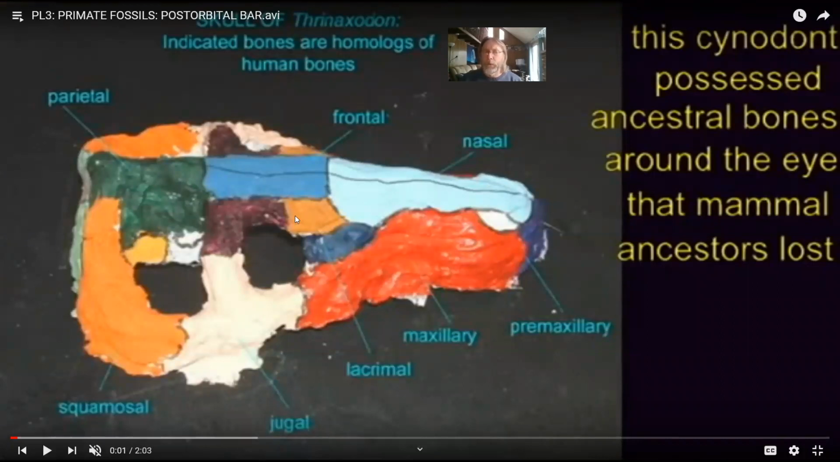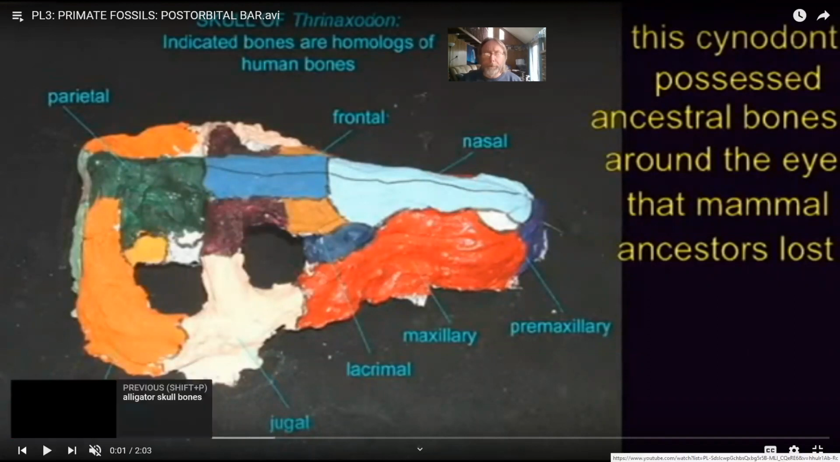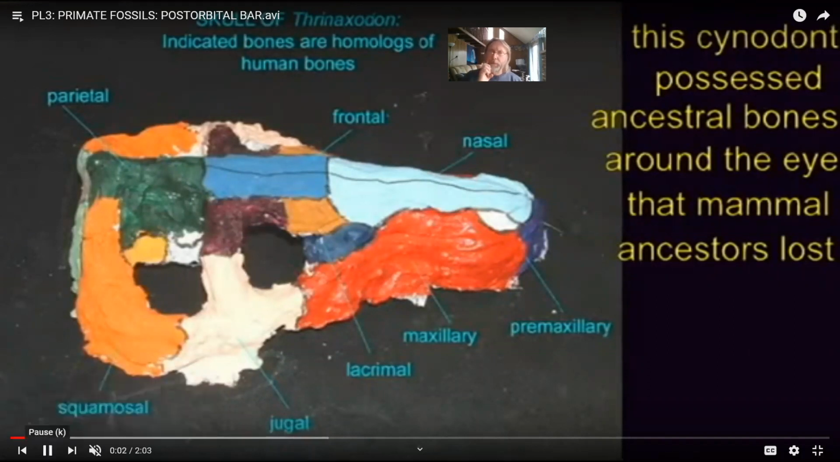But notice, before it was lost, the eye is completely surrounded by bone, and there's a separation between the eye and where the jaw muscles go. So there's a post-orbital bar. So this is a cynodont reptile, an ancestor of mammals.